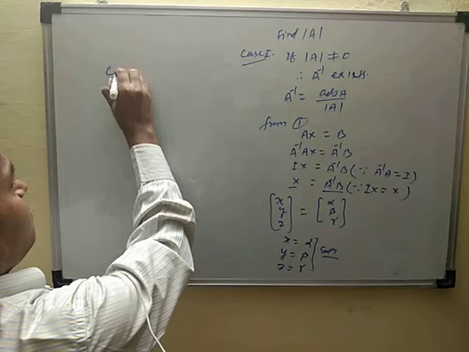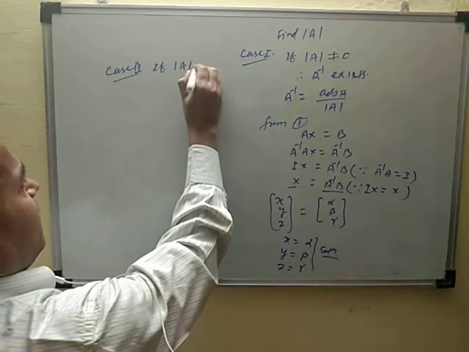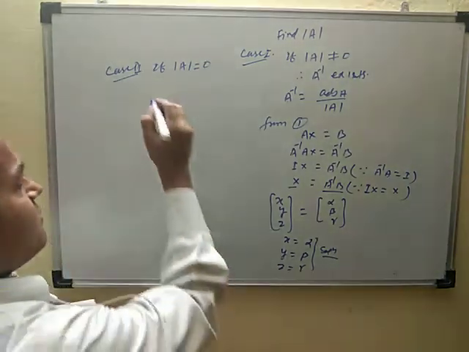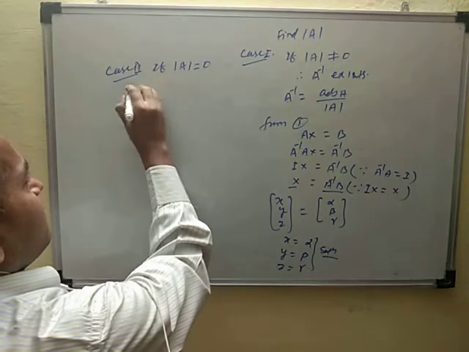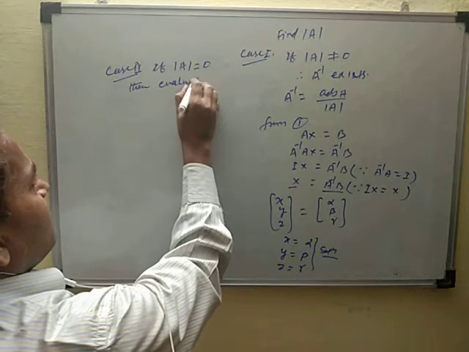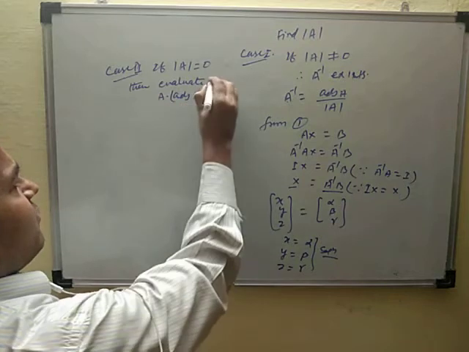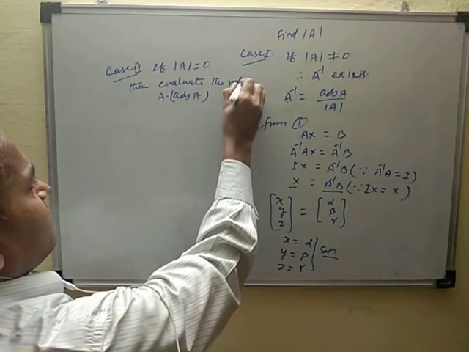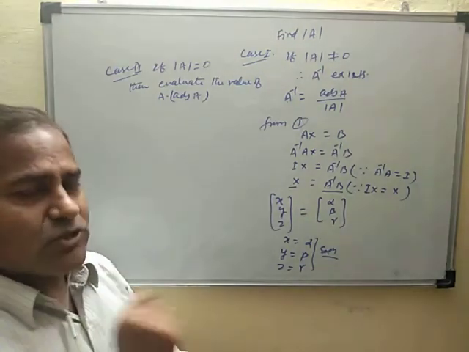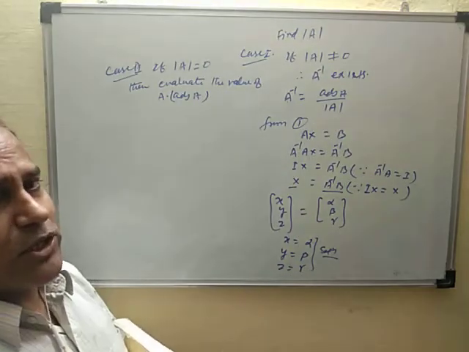So case 2: if determinant of A is equal to 0, then evaluate A into adjoint of A. Evaluate the value of A into adjoint of A, and check what is the value of A into adjoint of A.